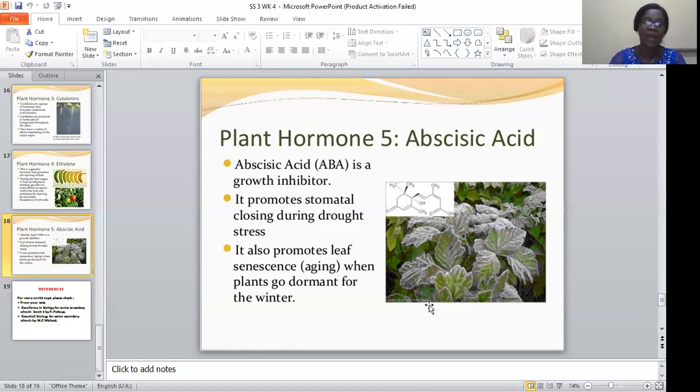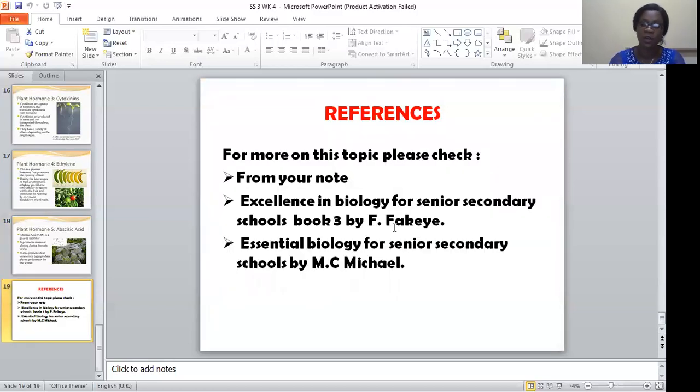We also talked about plant hormones. We have talked about 5 of them. The first 3 are plant growth promoters, while the other ones are growth inhibitors. And if you want to read more on this topic, please kindly get our recommended texts: Modern Biology for Senior Secondary School. We also have Excellence in Biology for Senior Secondary School, Book 3 by F. Fakeye, and also Essential Biology for Secondary School by MC Michael.